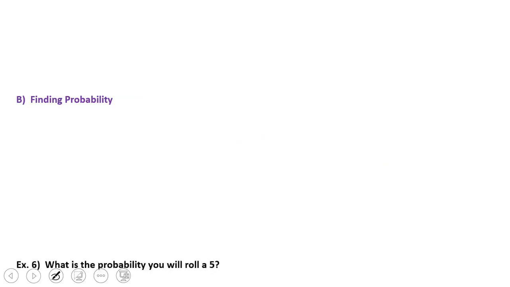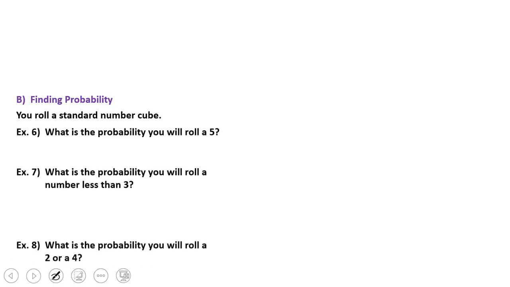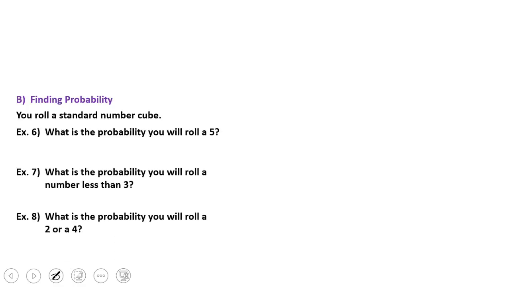We're going to find some probability. And I'm just going to put all these up because otherwise, if I don't, I will be writing all over. So, you roll a standard number cube. How many numbers on a standard number cube? How many possible outcomes? That's right, there's 6. 1, 2, 3, 4, 5, and 6. What is the probability that you will roll a 5?